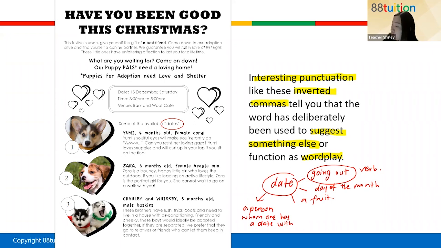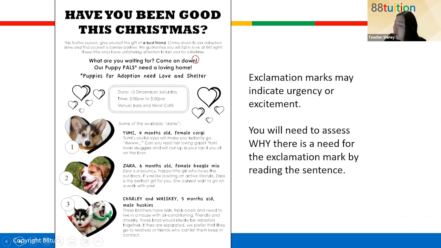Yeah. Okay. So this one, inverted commas, does it mean that these dogs are your real dates, as in, you go out on like a romantic date? No, right? So they're just making it more fun and playing around with the words. Okay. So this one is to suggest something else.